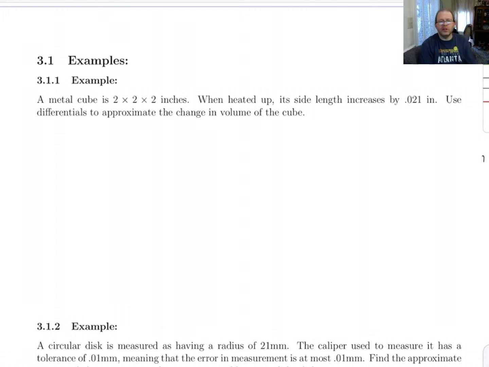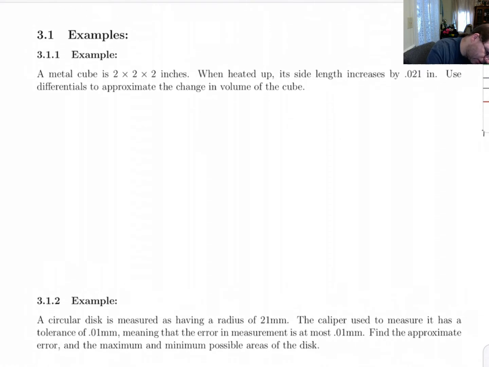I want to do two things here. I want to go through this quickly and do it like I would do it if it were a test problem. And then after I've got the answer, I want to go back through and explain what the different bits of it mean. So we've got a metal cube.